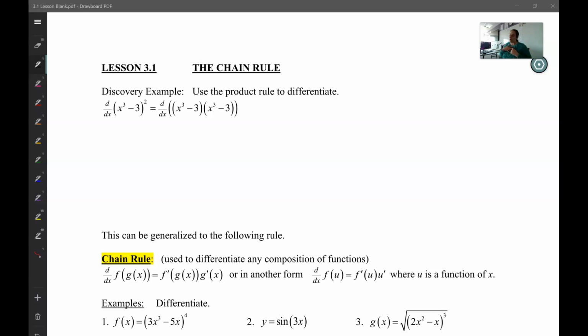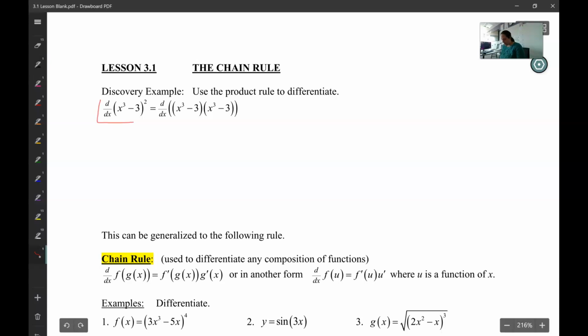Hi guys, welcome to chapter 3 of calculus, where we dive even deeper into derivatives all chapter long. We are going to start this chapter by introducing a new rule called the chain rule. And we're going to introduce this rule by using a rule we've already learned about, which is the product rule.